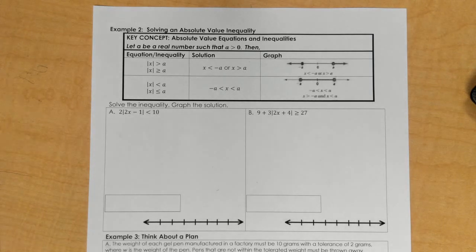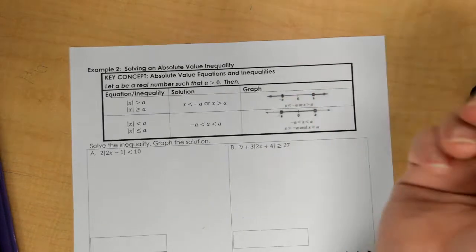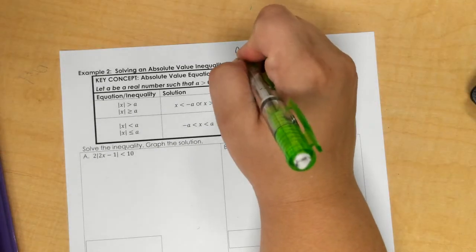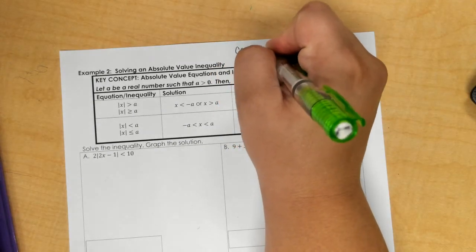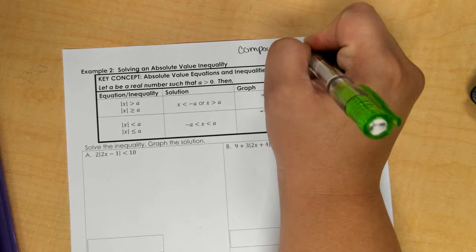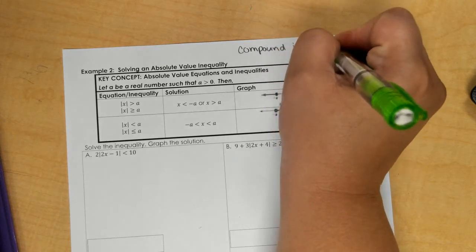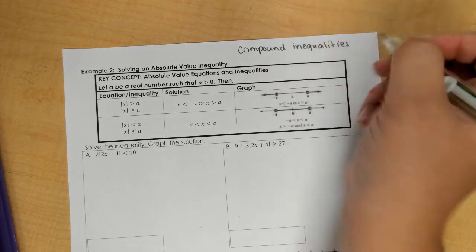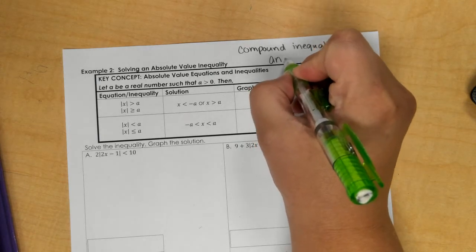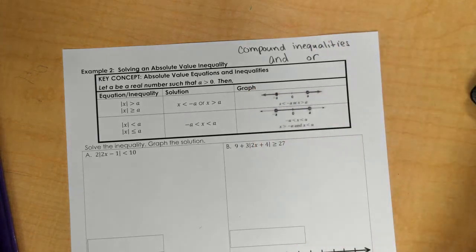For example 2 notes, we are going to be solving absolute value inequalities. There are 2 types of inequalities, compound inequalities that you should have learned when you had algebra. So we're going to make a little note up here what those are. So compound inequalities. You have an and, or you have an or.